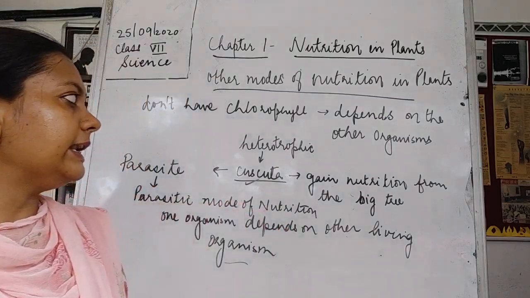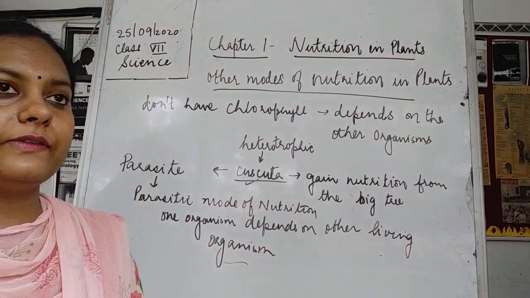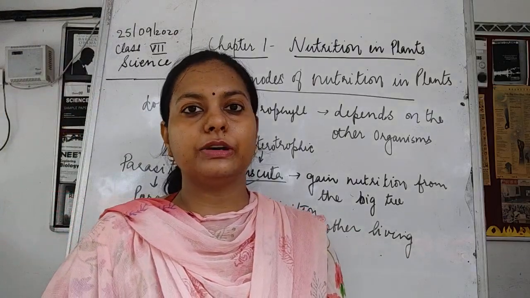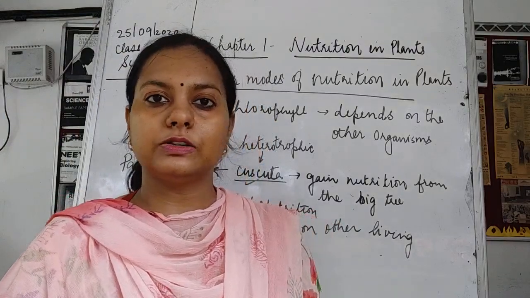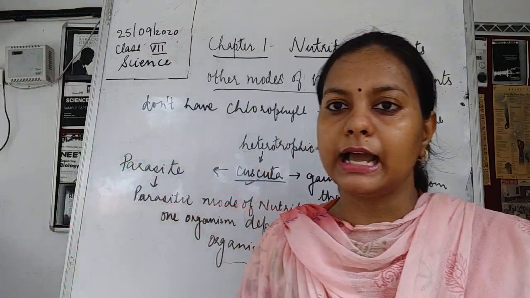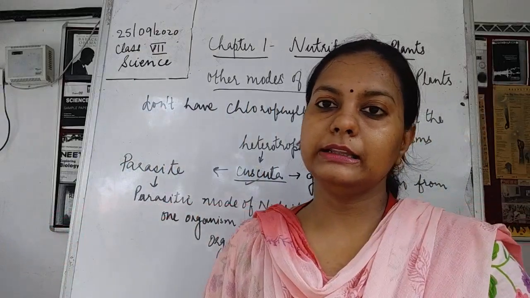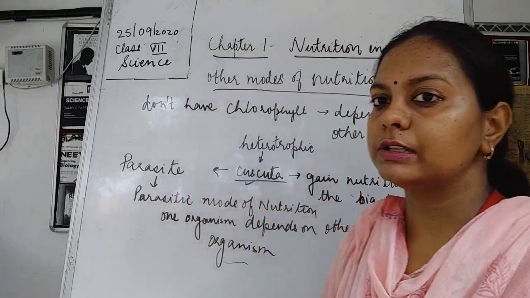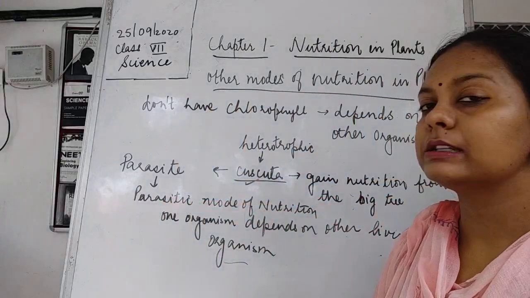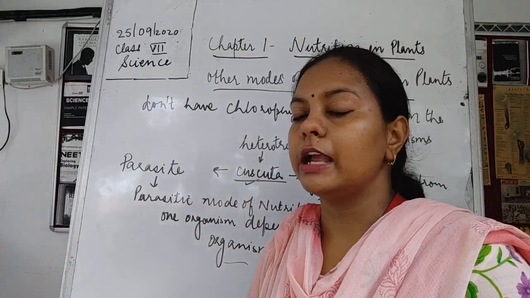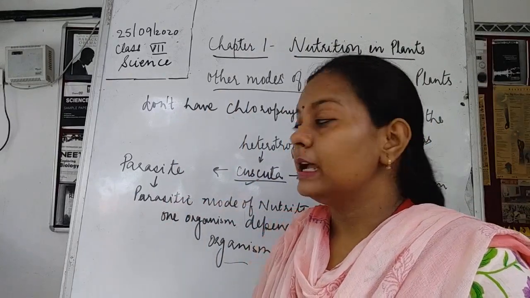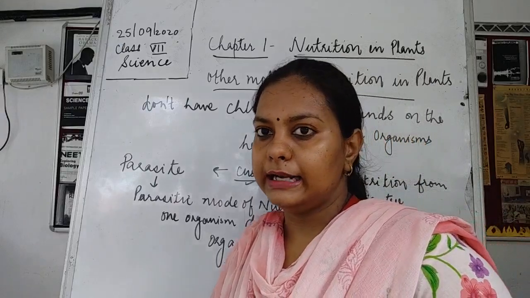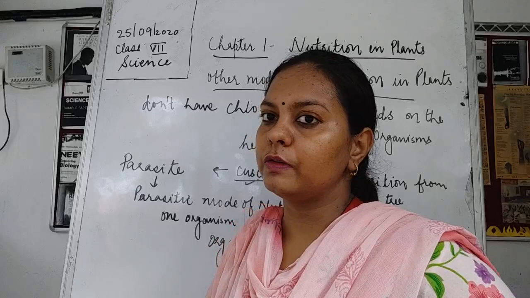A big tree can easily perform photosynthesis because it has the complete machinery in it. It has leaves, it can absorb sunlight and water, it already has chlorophyll, and it can absorb carbon dioxide as it has stomata. If all these things are present, then it can easily do photosynthesis, and then there is no problem. Now the other plants like these cascatas just get entangled, they grow in the support of this big tree.